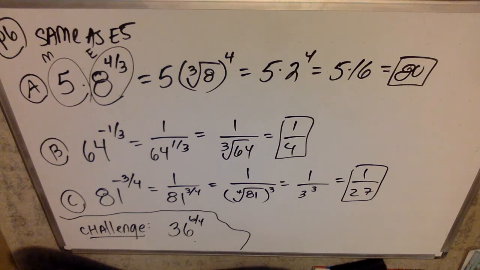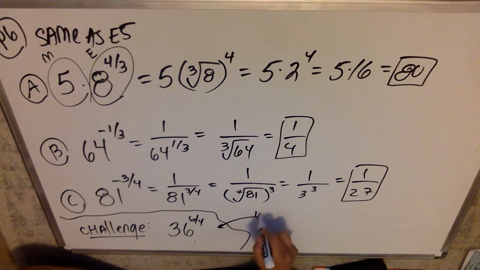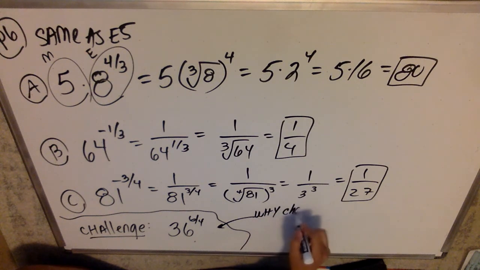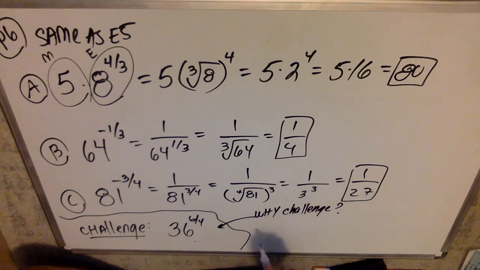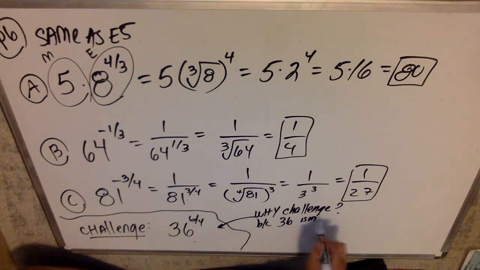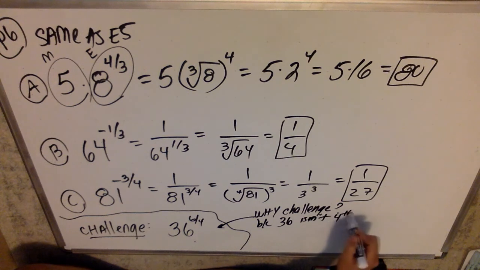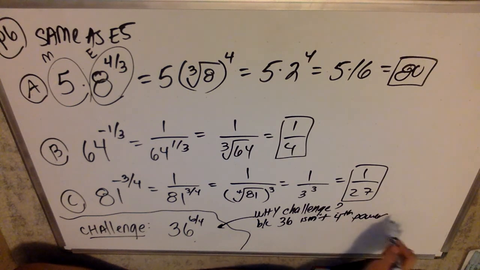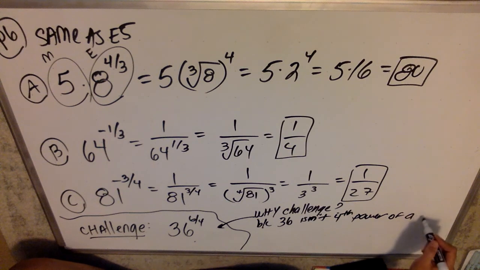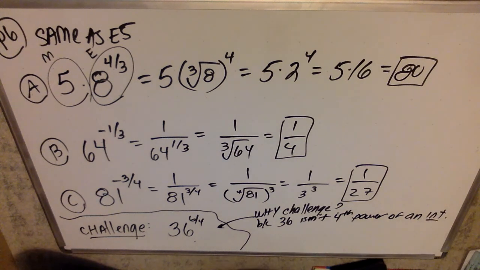Now look at that challenge problem quickly. The reason it's challenging, so why is this a challenge? Well, it's a challenge because 36 is not a 4th, so why is it a challenge? Because 36 isn't a 4th power of something. It's not a fourth power of an integer, right? Like 36 is 6 squared, but it's not the fourth power of something.